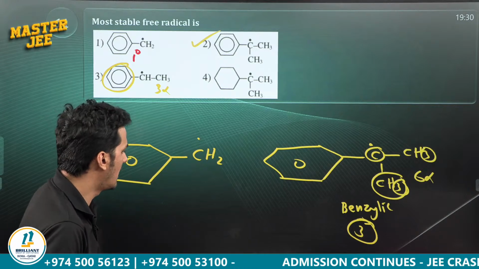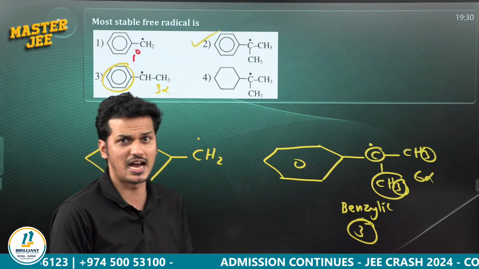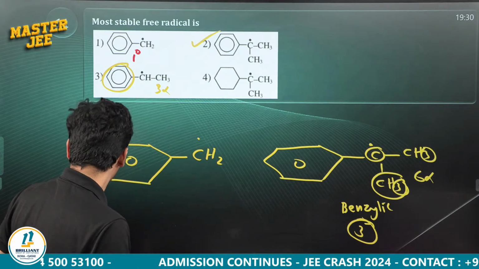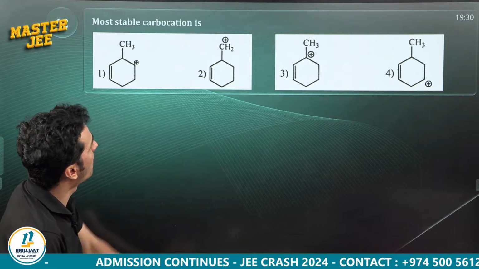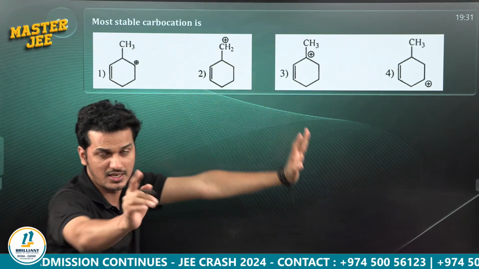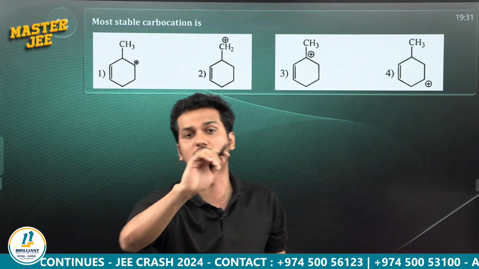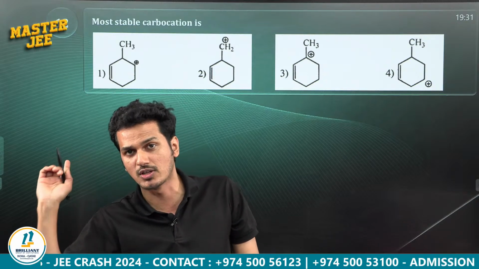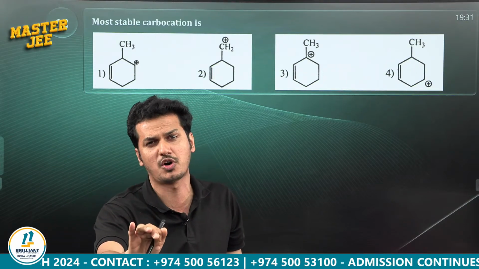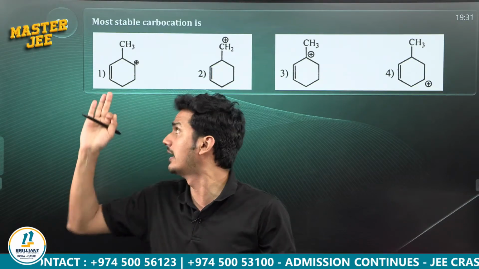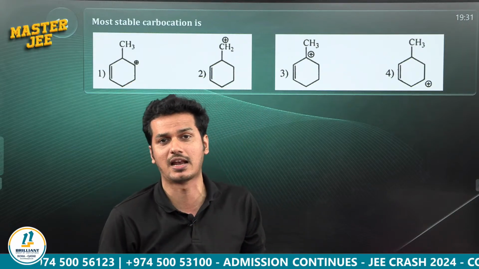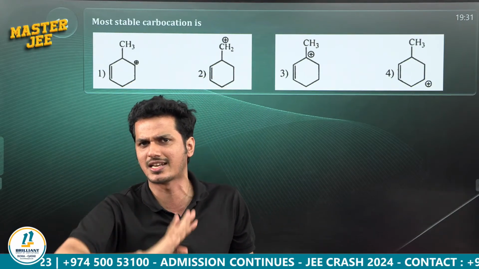If it's so, then we can move to the next question. Ready, guys? So this is the second question. Most stable carbocation is. The previous one is actually the most stable free radical. Here they are asking about the most stable carbocation. So carbocation, carbanion, free radical, carbene, nitrene, everything we discussed in the class.